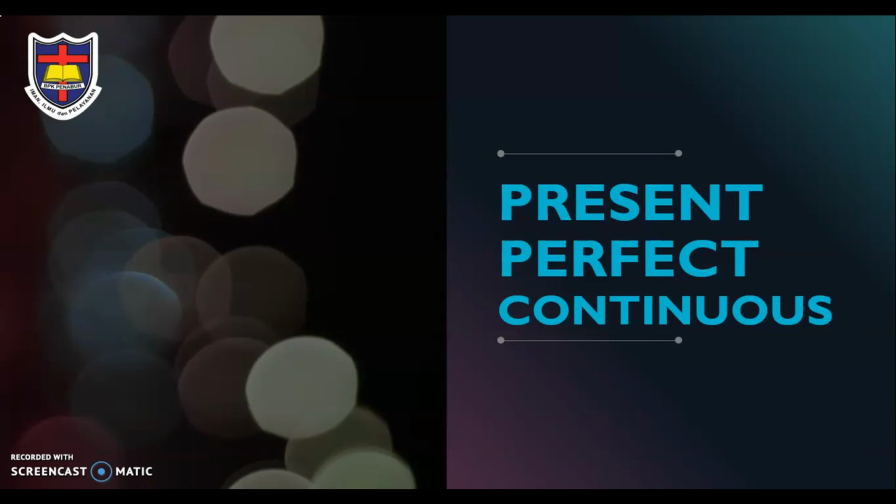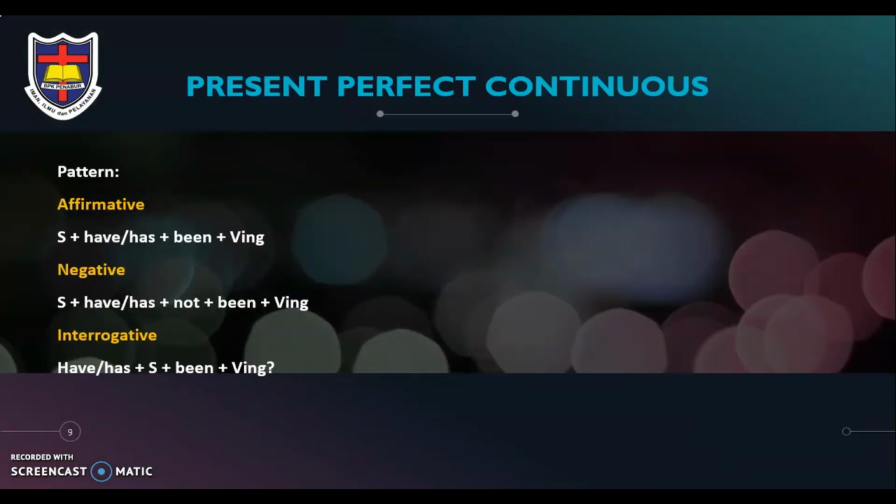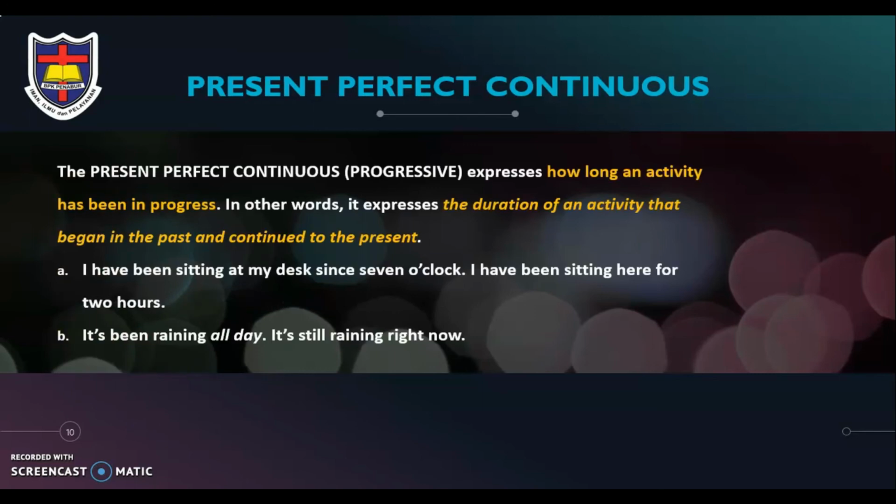Okay, when we talk about continuous, of course, we will have to use be and verb in -ing. Here are some patterns that you can have. Subject, have or has, been, verb in -ing, object. Subject, have or has, not, been, verb in -ing, object. Repeat. Have, has, subject, been, verb in -ing, and object. Okay, that is the pattern of present perfect continuous.